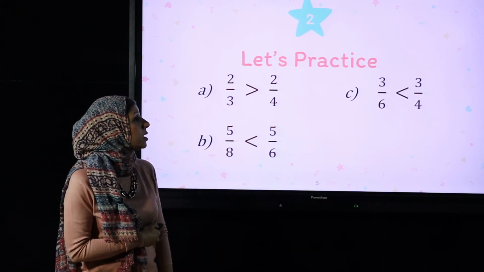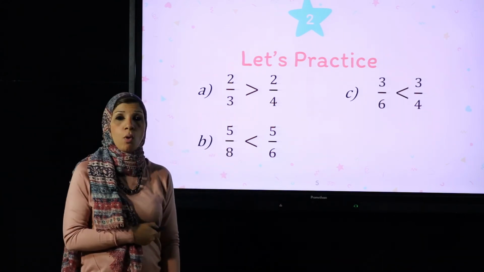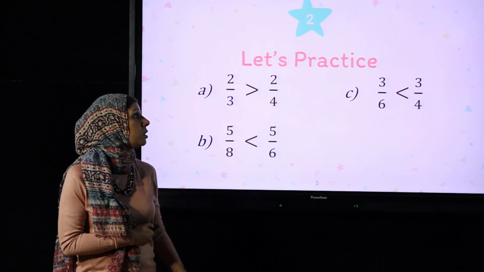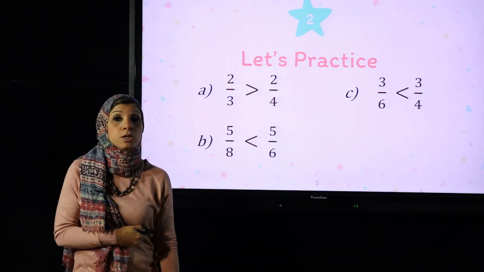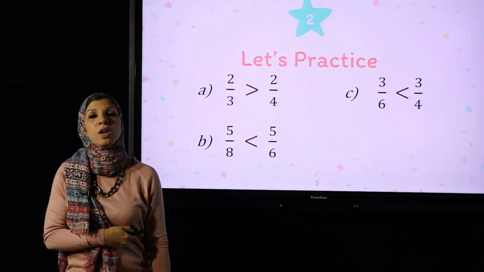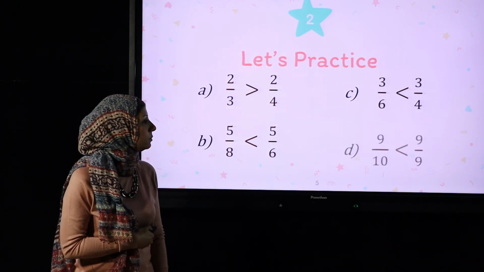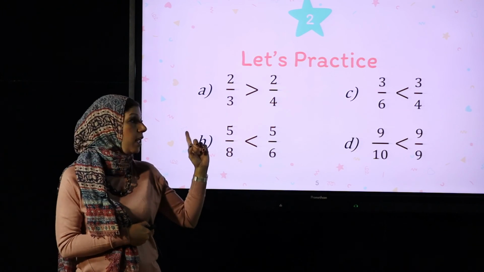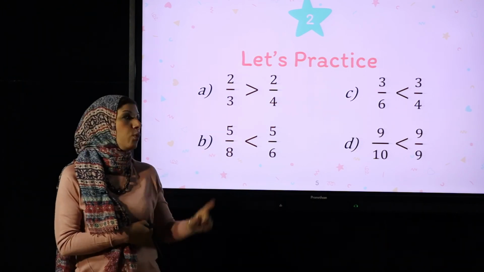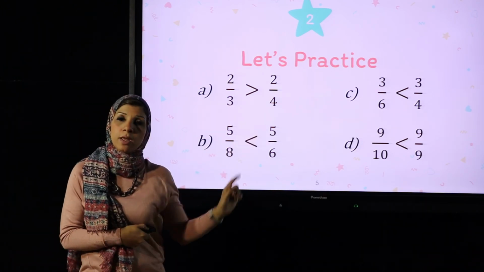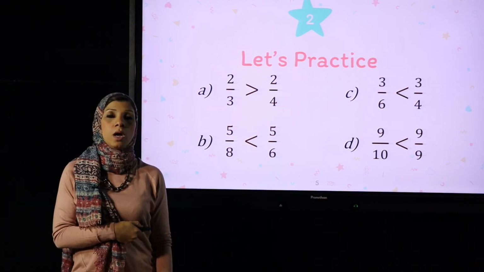Letter C, 3/6 and 3/4. Which will be the big one? We have a common numerator, so the small denominator will be the big one. 9/10 and 9/9. We have the same numerator, so the big one will be the small denominator.